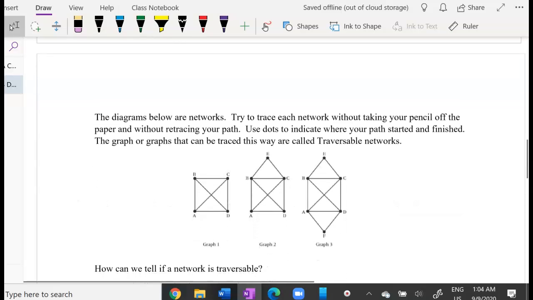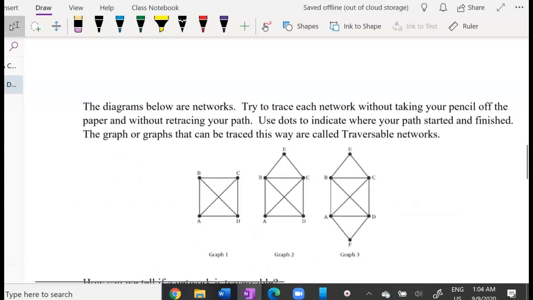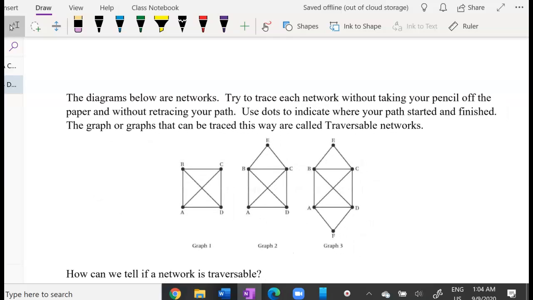So these diagrams, they're networks. Okay, these are 3 different networks. And what we're going to try to do is see if we can trace a network by starting at one point, any point that you want, and then tracing your path, just like it says in the directions here, without lifting your pencil and without retracing at all. So you're trying to just get from one point and then back to that same point without lifting your pencil and without retracing. So I'm going to pause it, and I'm going to let you think about that for a minute and see if you can determine whether or not any of these paths are traversable.